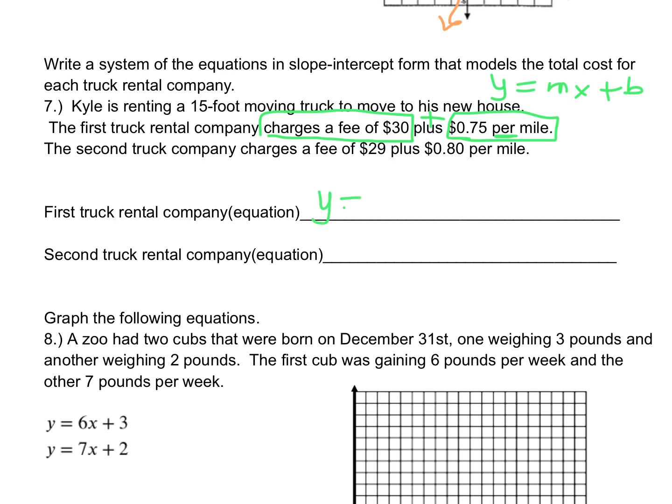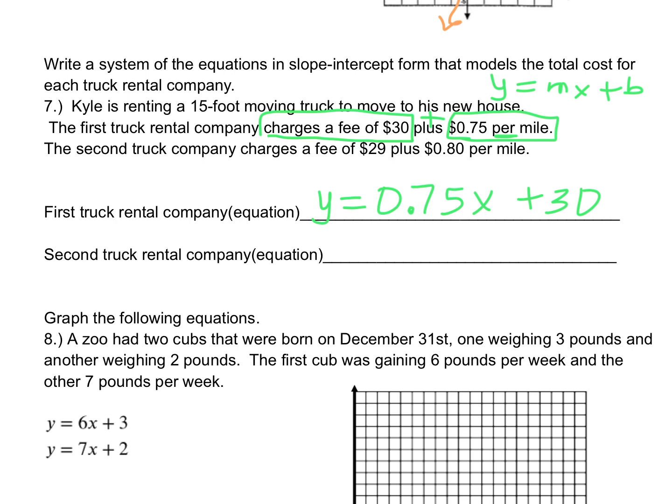So let's write this into y equals mx plus b form. So the fee that they charge, the $30 plus 75 cents per mile, we have to decide which one is the rate or the slope and which one is the initial value. The per tips me off as the rate. It's per mile, so that gets the x. And then the 30 is the initial value that they'll charge you.